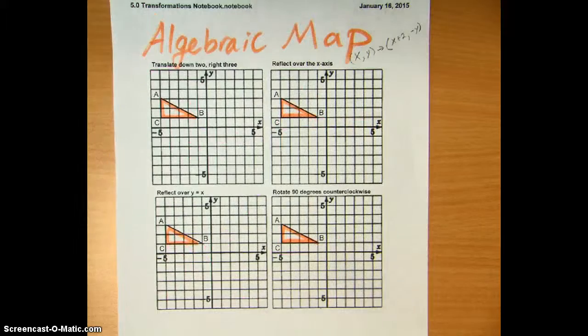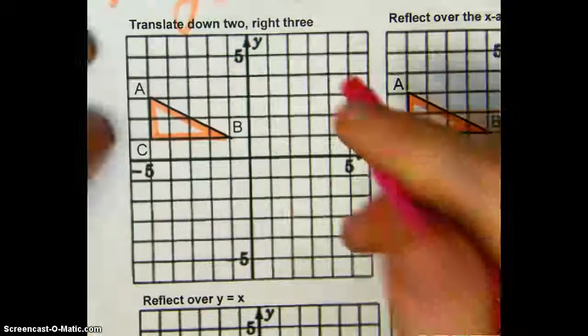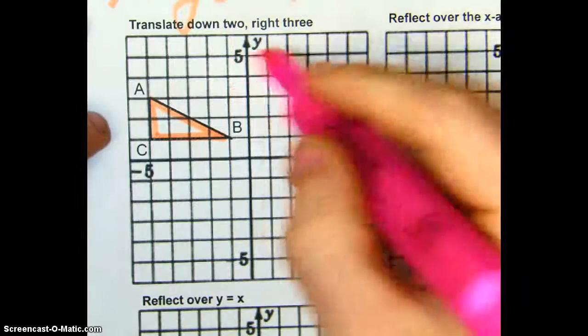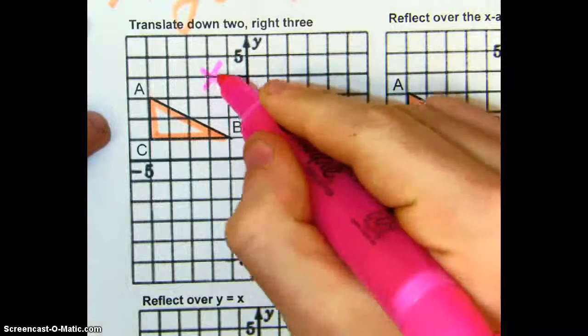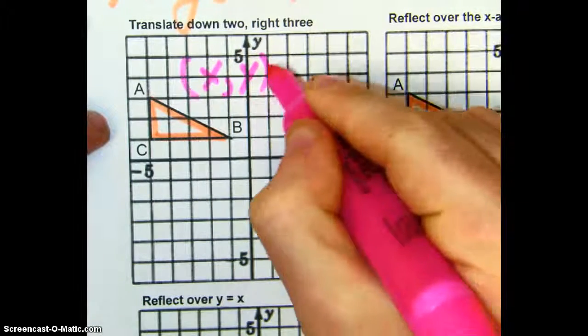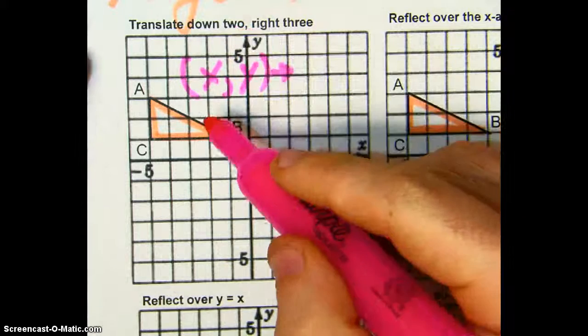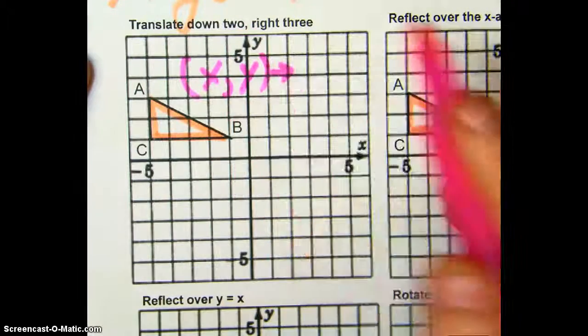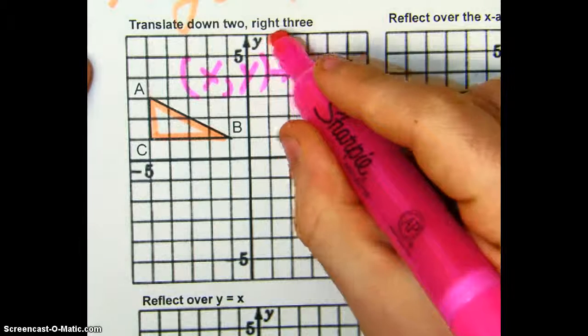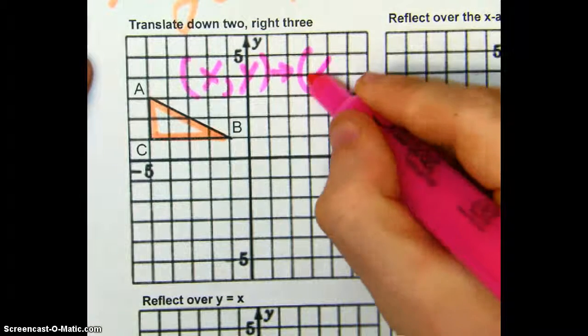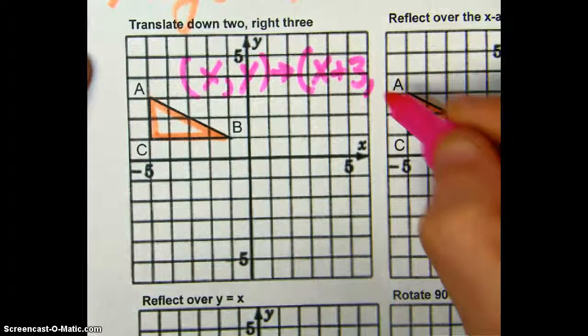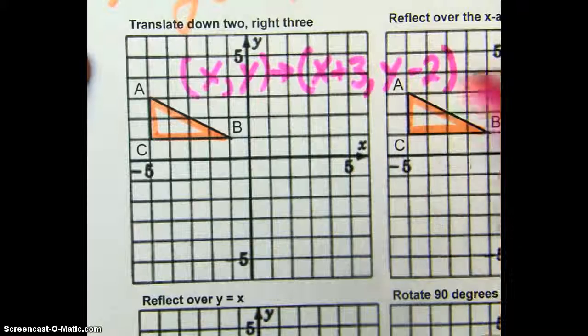Next, what we're going to do is use algebraic maps to help us translate some of these points. First, let's do a translation. The map for this one would look like this. It always starts with x comma y as a starting point, and what are we mapping to? Well, if we're translating down 2, that is negative 2 in the y direction, and right 3 would be positive 3 in the x direction. So we'll write x plus 3 and y minus 2.